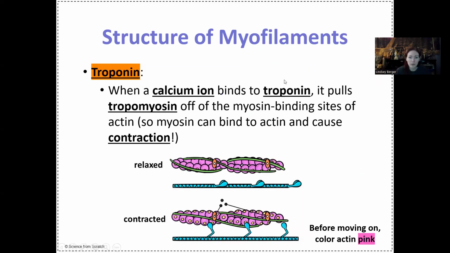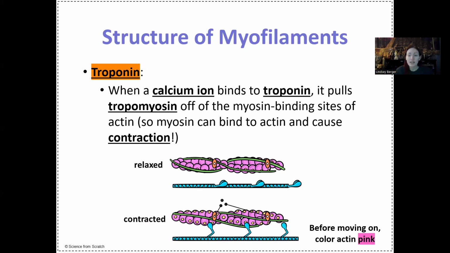Okay, so we have calcium ion. Calcium's going to trigger contraction. When that calcium ion binds to troponin, our orange guy down here, it's going to pull the tropomyosin, the long stringy guy, off of the binding sites for the myosin. Remember, tropomyosin is blocking those binding sites from allowing the actin and myosin to be besties and cause a contraction, right?